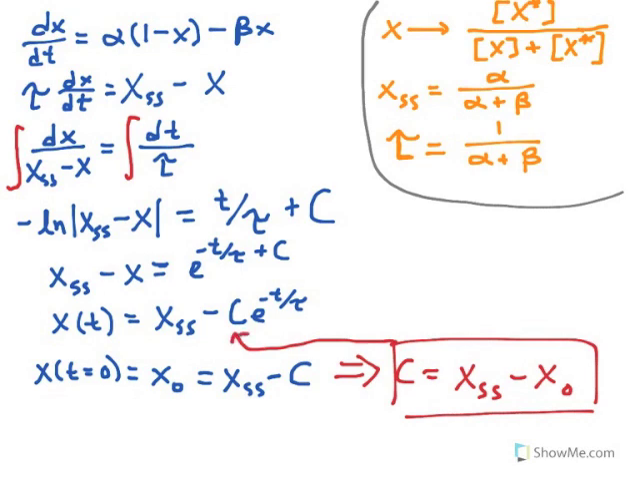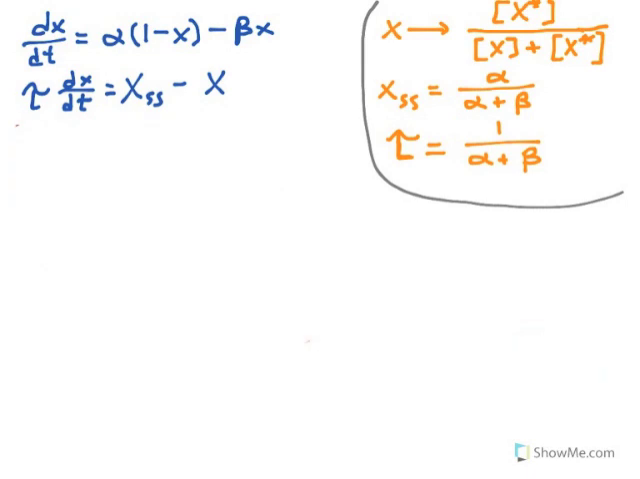So I'm just going to quickly erase all this stuff and rewrite this equation at the top of the screen. Alright, so x of t equals xss minus, and we're going to plug in our value of c here, which is xss minus x0 times e to the negative t divided by tau.